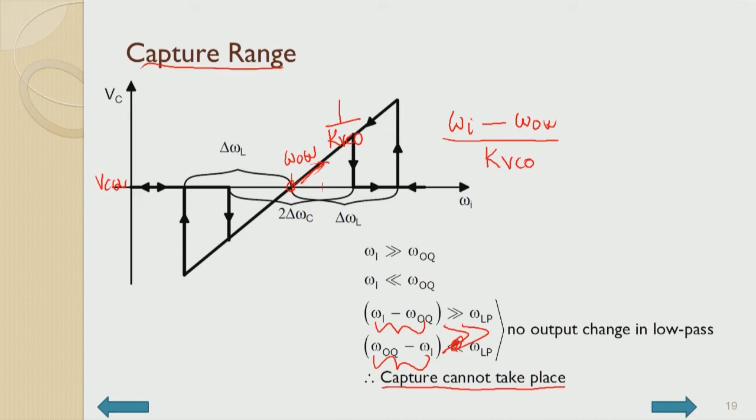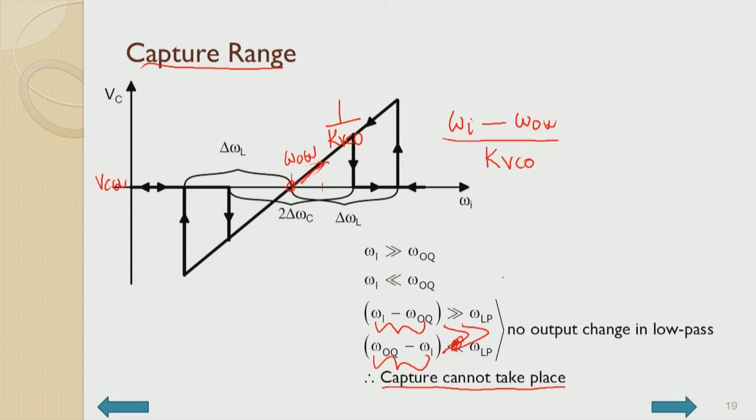We have discussed lock range as the range where you start with omega equal to omega naught Q and go on either side of this where the lock is maintained. But now we are considering a frequency beyond the lock range, and if omega I minus omega naught Q is much greater than omega LP, until this difference in frequency, okay, which is the average, becomes low enough to let something happen at the output of the low pass filter, the VCO won't change. Okay. So, the capture phenomenon is going to take place mostly depending upon the low pass filter cutoff frequency setting.